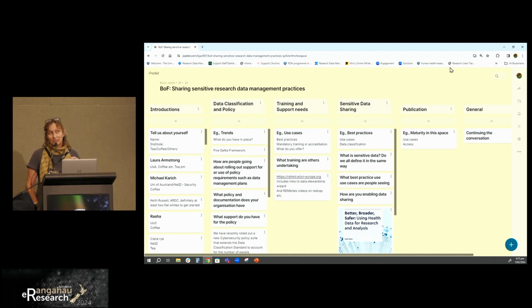There's a really nice piece of work that's been done, again, by a group of Australian universities, where they've actually come up with a research data management training framework, and then you can take that and adapt it to your situation.